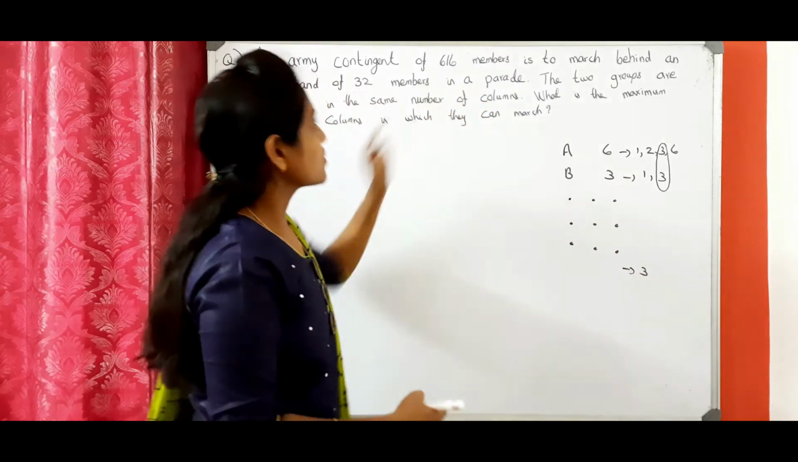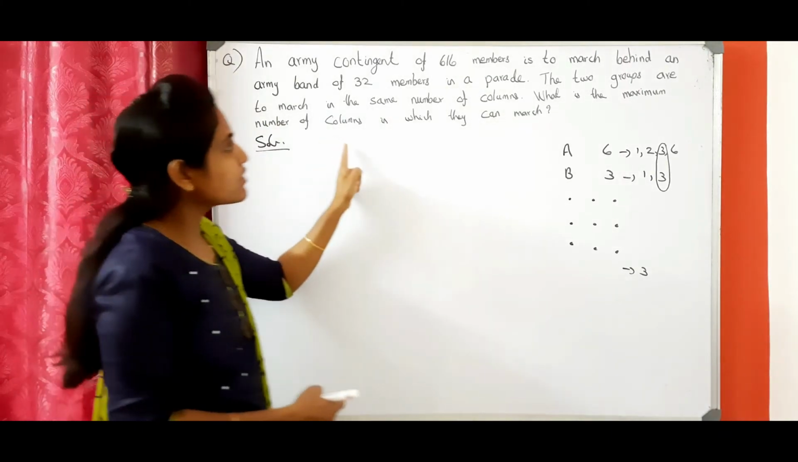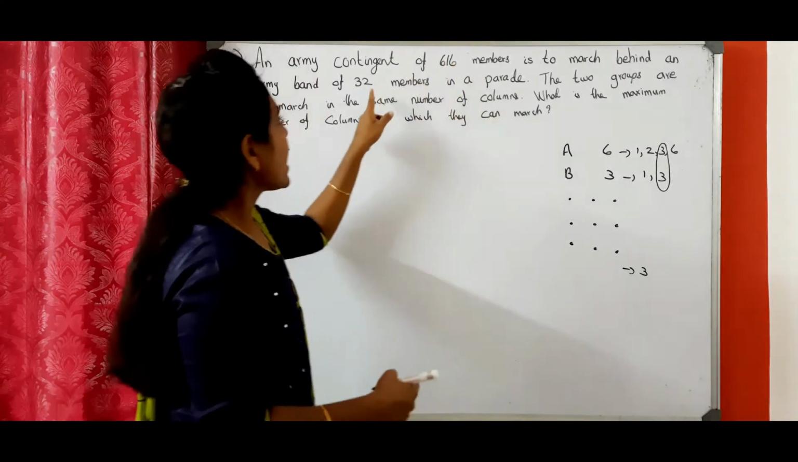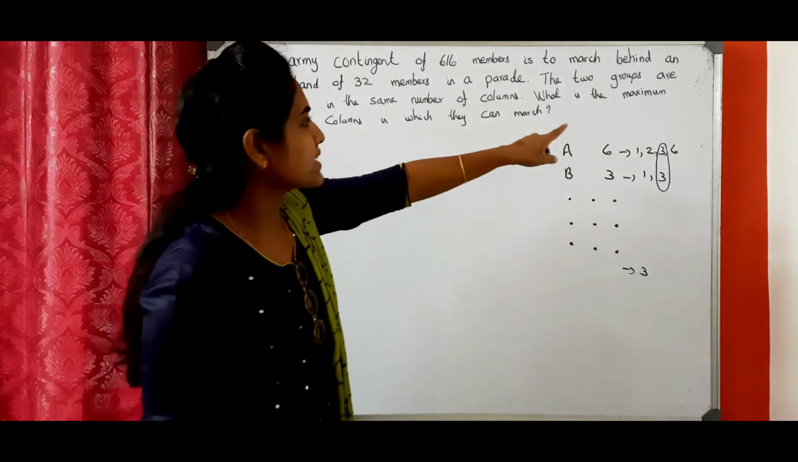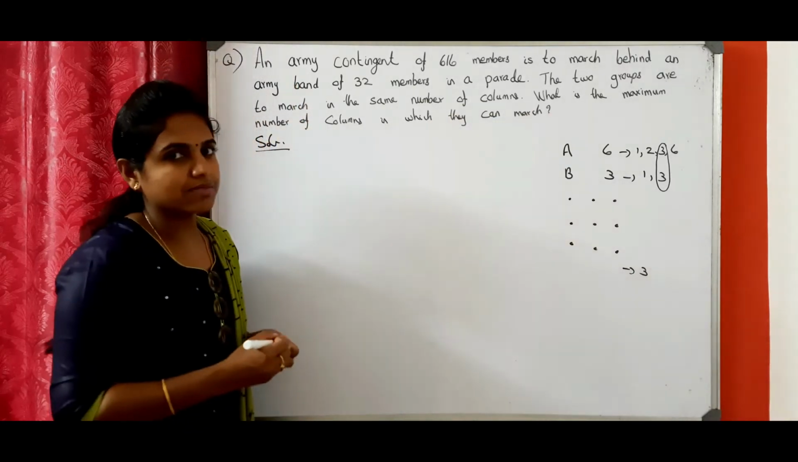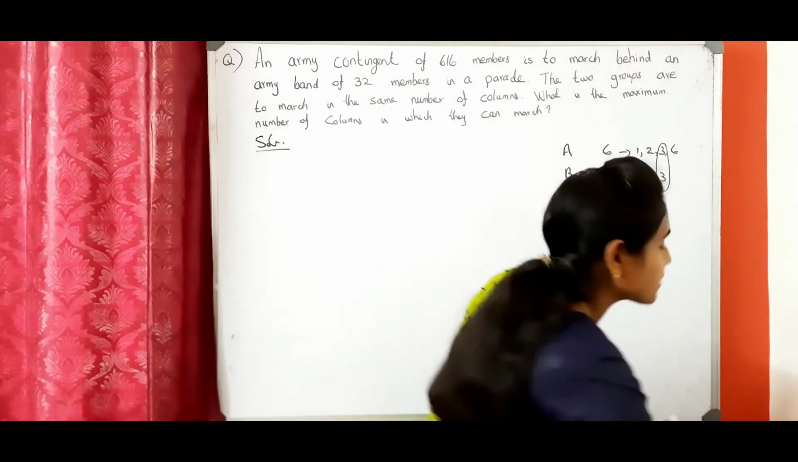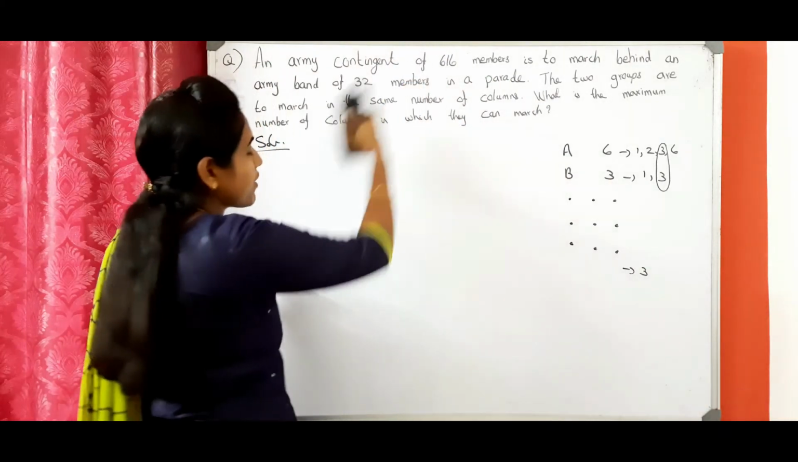So here also we need to find the HCF of 616 and 32. Then we will get the maximum number of columns. So, to find the maximum number of columns, we have to find the HCF of the numbers.